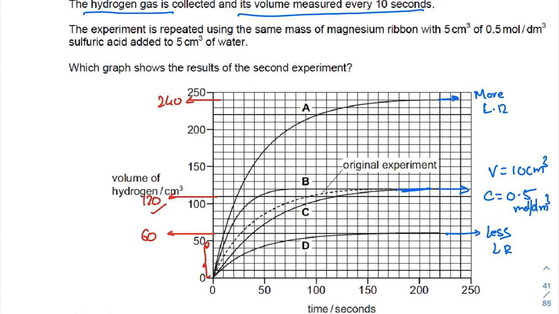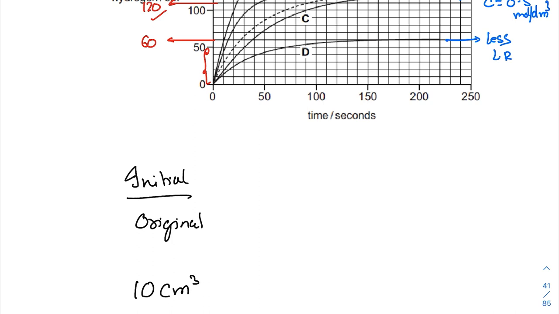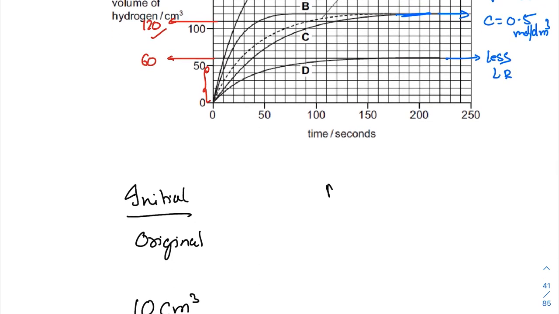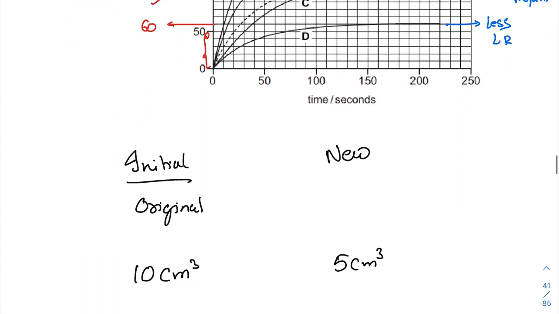Now the experiment is repeated using the same mass of magnesium ribbon, but 5 cm cube of 0.5 mole per dm cube sulfuric acid and 5 cm cube of water. What is happening here? In the original experiment, I am taking 10 cm cube of sulfuric acid, whereas in the new experiment I'm taking only 5 cm cube of sulfuric acid. So I'm decreasing the volume by half, and simultaneously adding 5 cm cube of water, but that water is of no use because we are just diluting it.